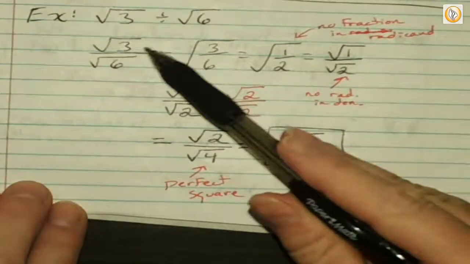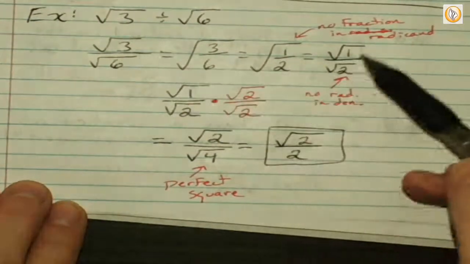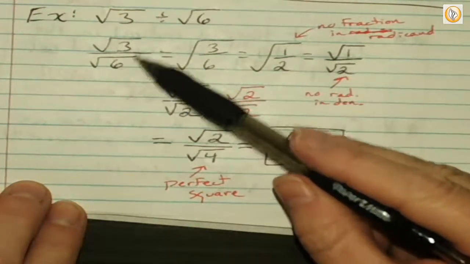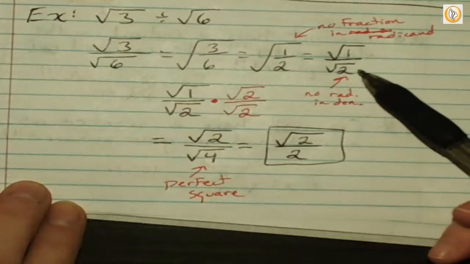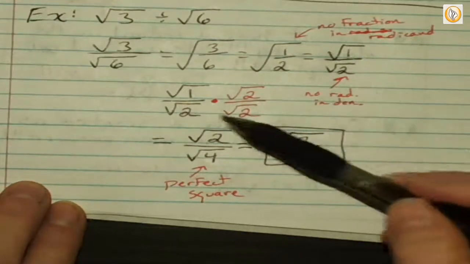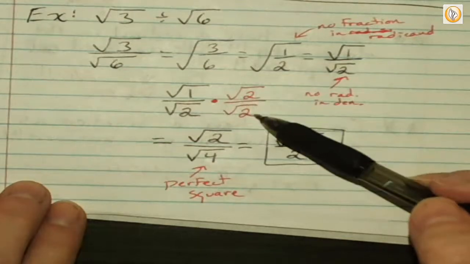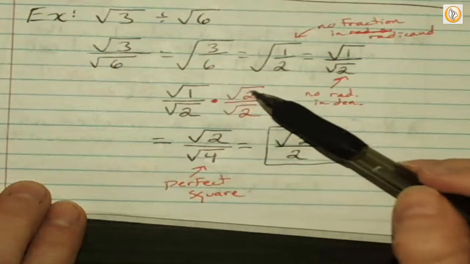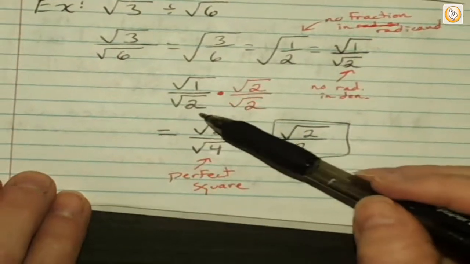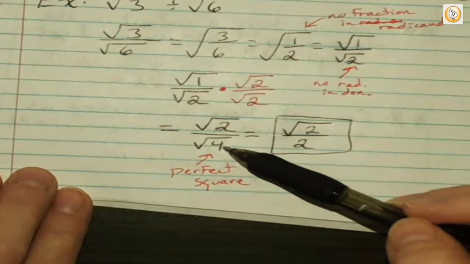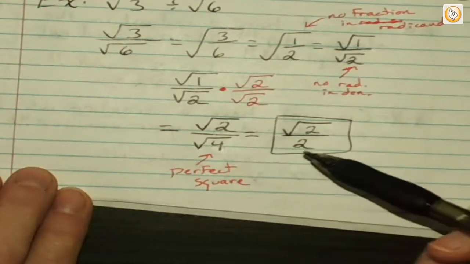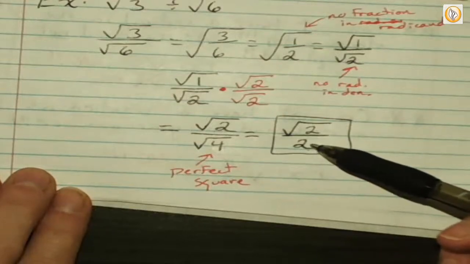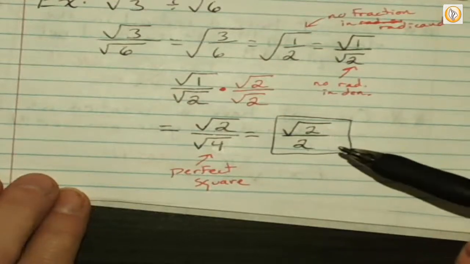So we simplified this to here. We went from the square root of 3 divided by the square root of 6, and we simplified it to here. Cannot have a radical sign in the denominator, so we multiplied the top and the bottom by itself, by the denominator. Square root of 1 times square root of 2 is square root of 2. And square root of 2 times square root of 2 is square root of 4. That's a perfect square, so we can go ahead and take that out. No longer do we have a radical sign in the bottom, and this is simplified as far as it can go.